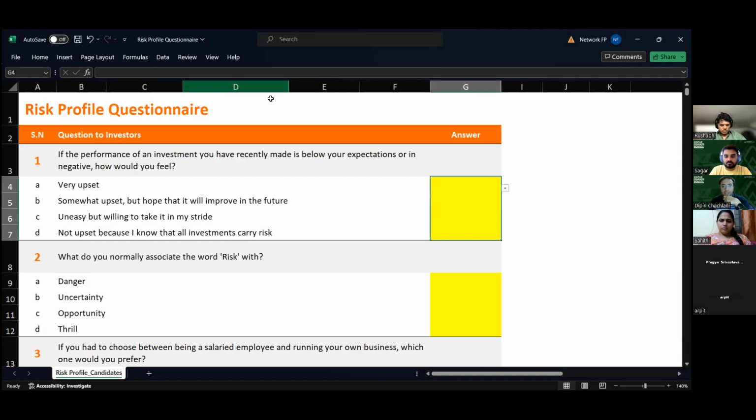So many of you mentioned that you are aggressive, conservative, and moderate. Just see if it's matching the answer that you had put in the poll today evening.